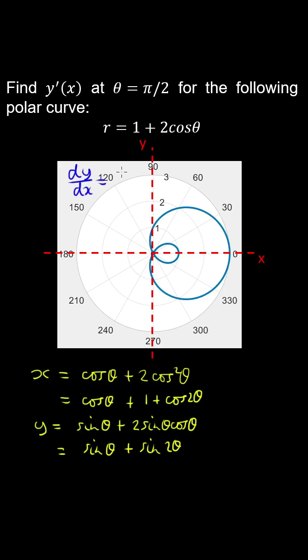So that would be dy/d theta over dx/d theta. And if you substitute for theta equals pi on 2, which represents this point on the curve, you'll get a slope of the tangent to the curve of positive 2. So the slope of the tangent to the curve at this point looks something like this, which makes sense.